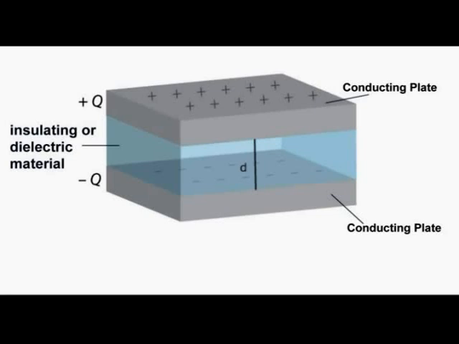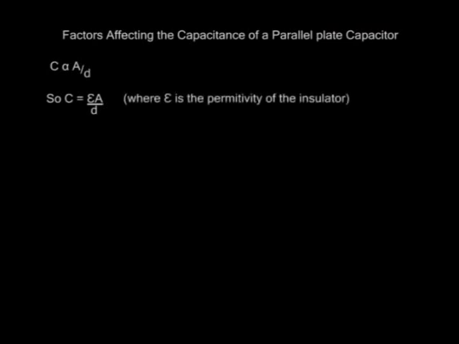Capacitance also depends on the nature of the dielectric. Thus, C is proportional to A over d. So C is equal to epsilon A over d, where epsilon is a constant dependent on the medium between the plates and is called the permittivity of the insulating material. If the plates are in vacuum, the constant is denoted by epsilon naught, and its value is 8.85 times 10 to the power negative 12 farad per meter. Therefore, C is equal to epsilon naught A over d.